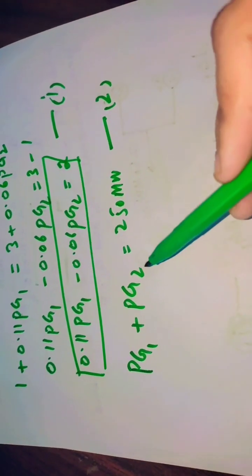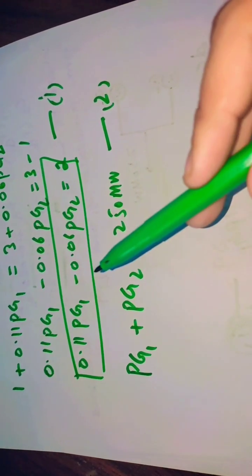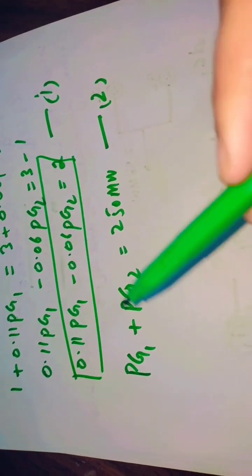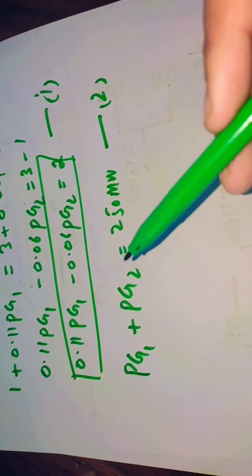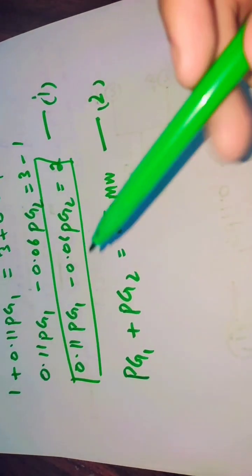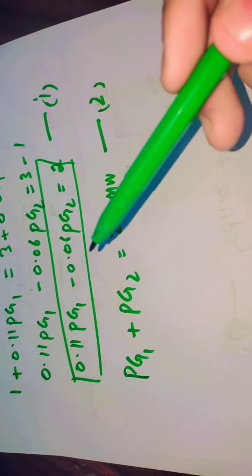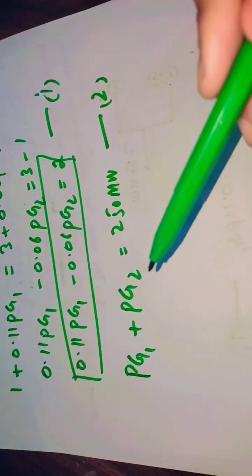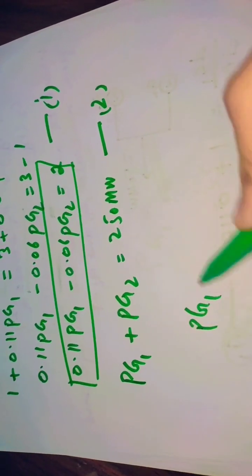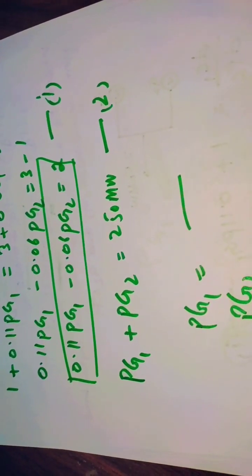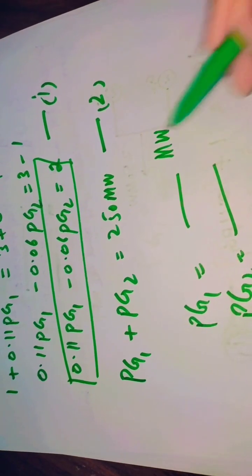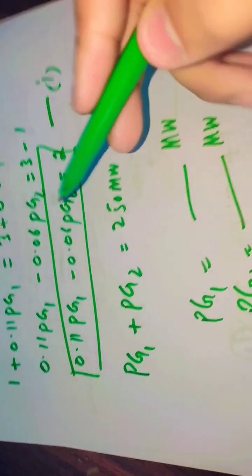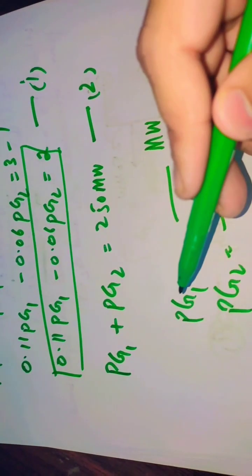You can solve these two equations by using linear algebra techniques, such as Cramer's rule, or by comparing coefficients, or any method used to solve linear equations. When you solve these two equations you will get the answer for your problem, Pg1 equals something and Pg2 equals something, in megawatt. So solve these two linear equations to get your answer for Pg1 and Pg2.